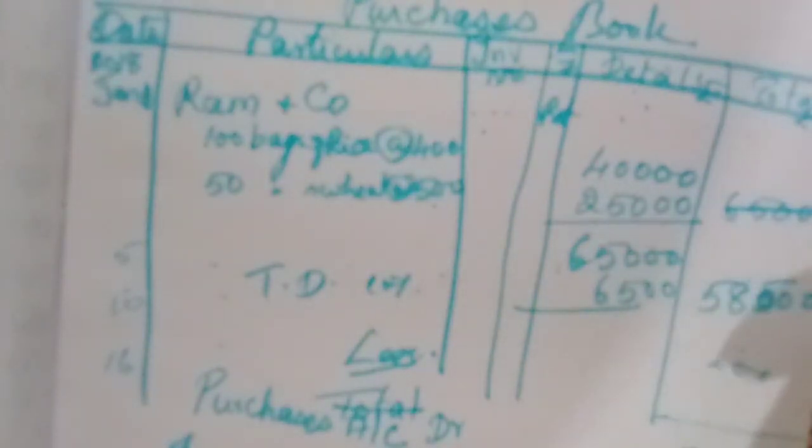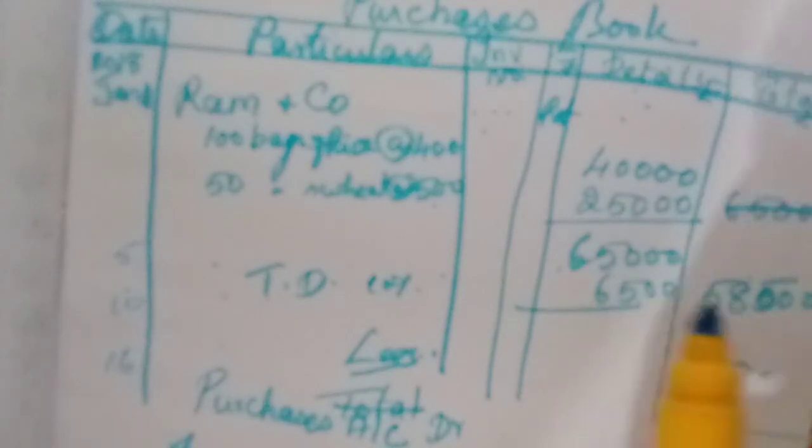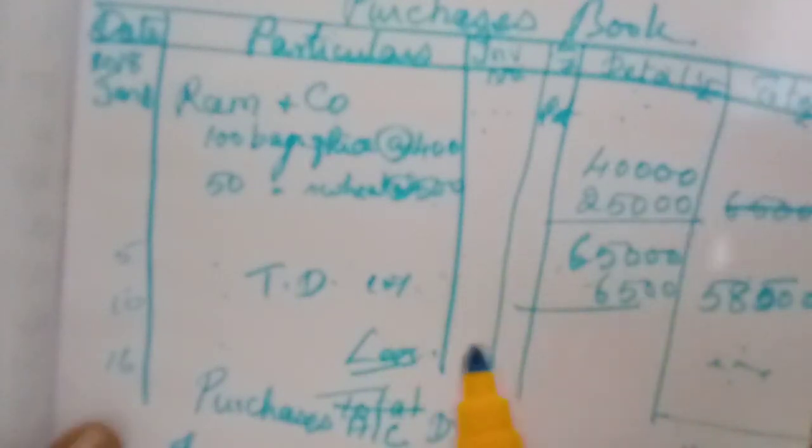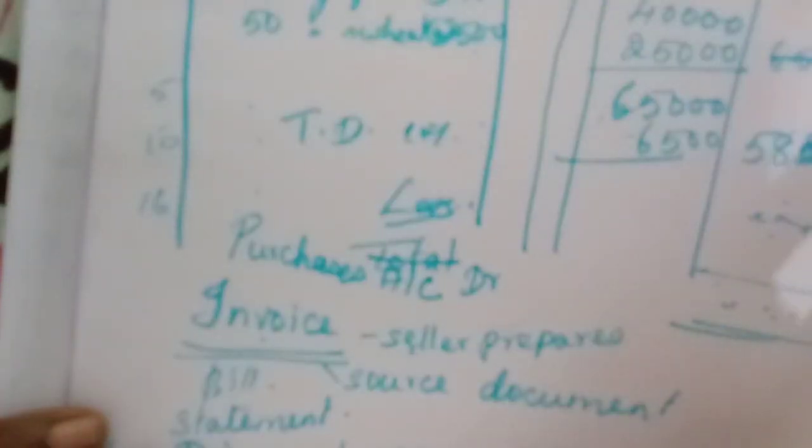So this will not be shown in the books of accounts anywhere, but it is only mentioned in the invoice, or only in the invoice it will be written. Okay, nowhere it is entered. But another discount, the cash discount, we will enter. That I will explain now, what is cash discount. Okay, students. Then I will explain to you.